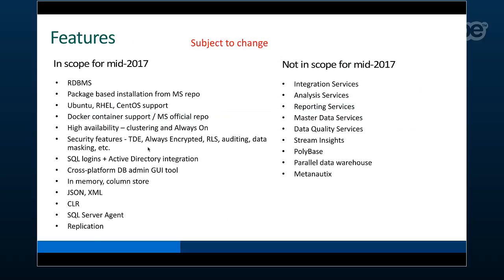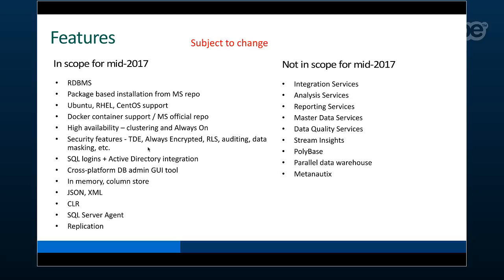So to cover the feature scope, the focus for the mid-2017 release is the relational database system. We have the package-based installation experience, which we saw in the demo at first. We will have support for Ubuntu and RHEL for sure. CentOS is TBD. We likely will add SUSE as well. As I mentioned, we're working on that now. We have Docker container support, which we saw. And these are all available from Microsoft repos currently as part of the private preview, but we will be publishing the Docker images to Docker Hub or Docker Store, depending on the timing there.